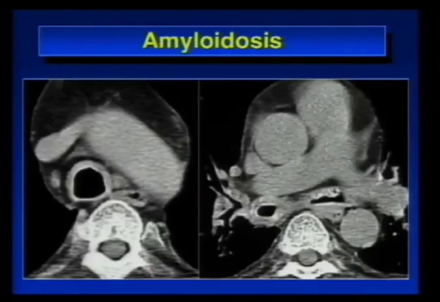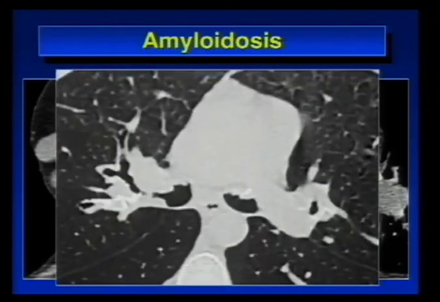How about this particular case? Look at the marked thickening of the trachea here in this particular individual, as well as thickening of the main stem bronchi. There is some irregularity, and there's also some calcification in the wall. So all of those findings are characteristic of amyloid. Thickening, irregularity, and calcification. You don't have to have all the findings, but this is characteristic. And look on the lung windows how much irregularity there is in the wall of the airway.